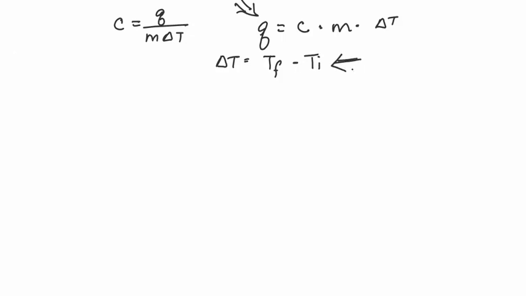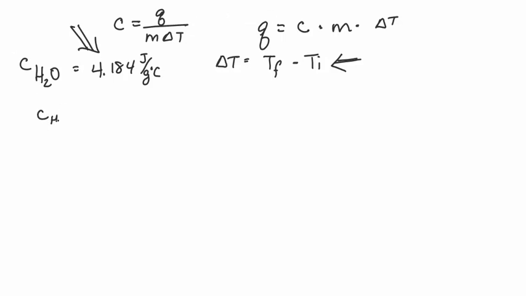Now, the specific heat of water is something you're going to have to memorize. So the specific heat of water is 4.184 joules per gram degree Celsius. Notice how this specific heat capacity is also a calorie. So the specific heat of water is 1.00 calories per gram degree Celsius. So if you can remember these things, then the conversion should be simple.